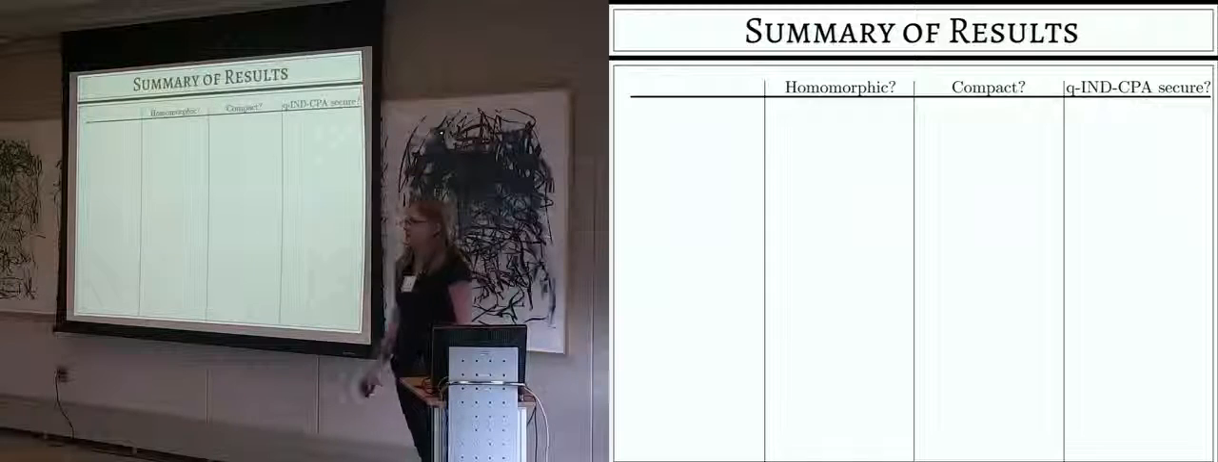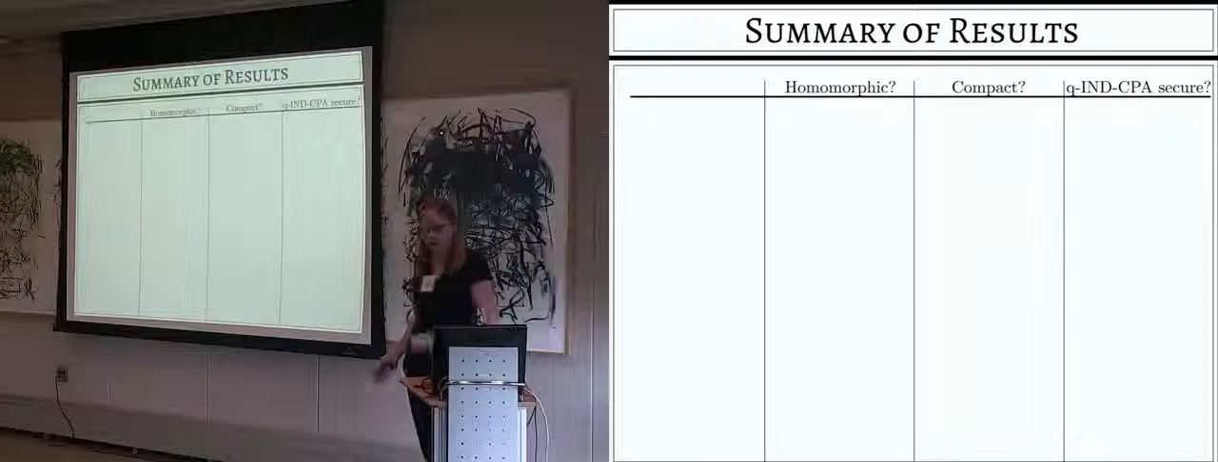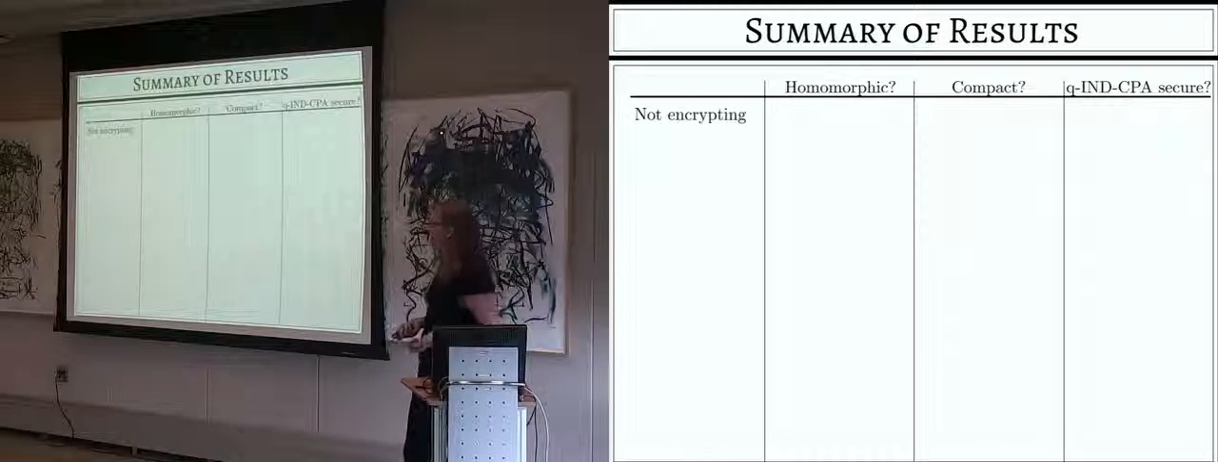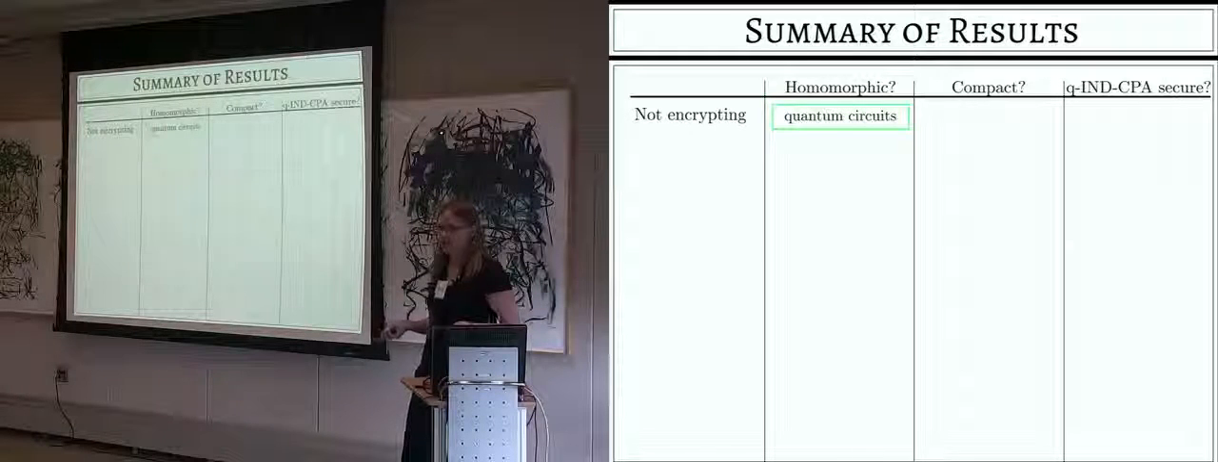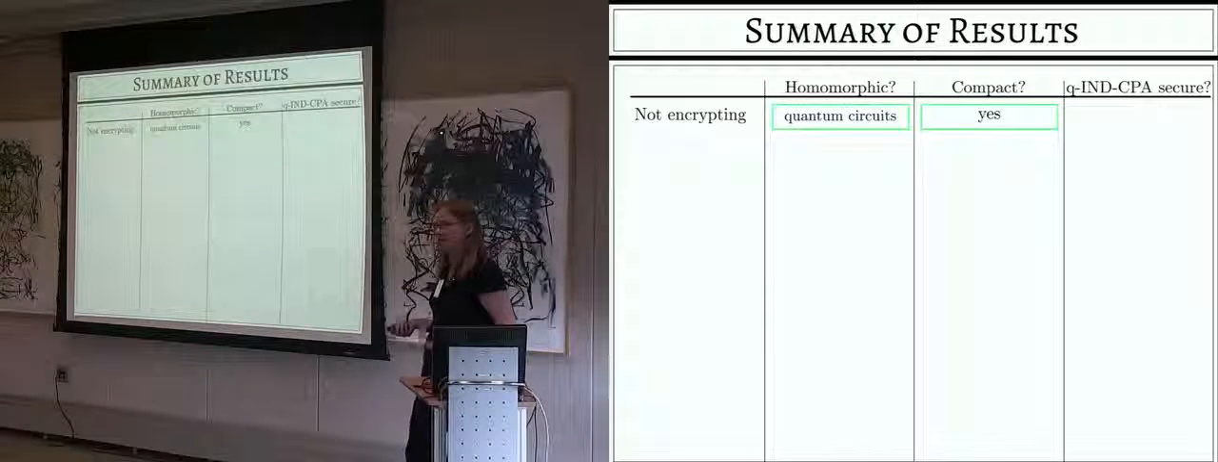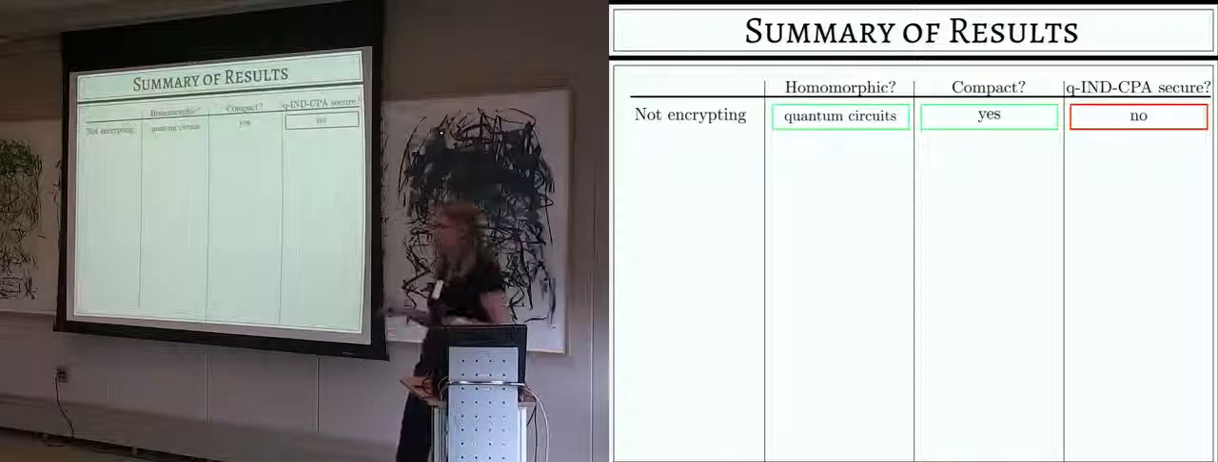Okay, so let me summarize our results. Before I summarize the results, let me show you how you can achieve any 2 of these properties trivially. First, not encrypting is homomorphic for all quantum circuits, and it's also compact. You can evaluate a circuit by just evaluating it, since everything's in the clear. But it has absolutely no security.